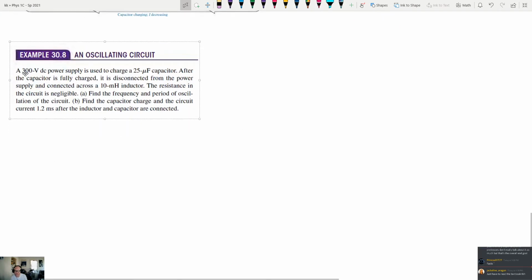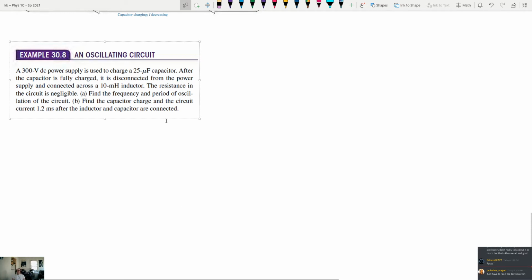Okay, oscillating circuit. A 300-volt DC power supply is used to charge a 25 microfarad capacitor. After the capacitor is fully charged, it is disconnected from the power supply and connected across a 10 millihenry inductor. The resistance in the circuit is negligible. Find the frequency and period of oscillation in the circuit. Find the capacitor charge and the circuit current 1.2 milliseconds after the inductor and capacitor are connected.